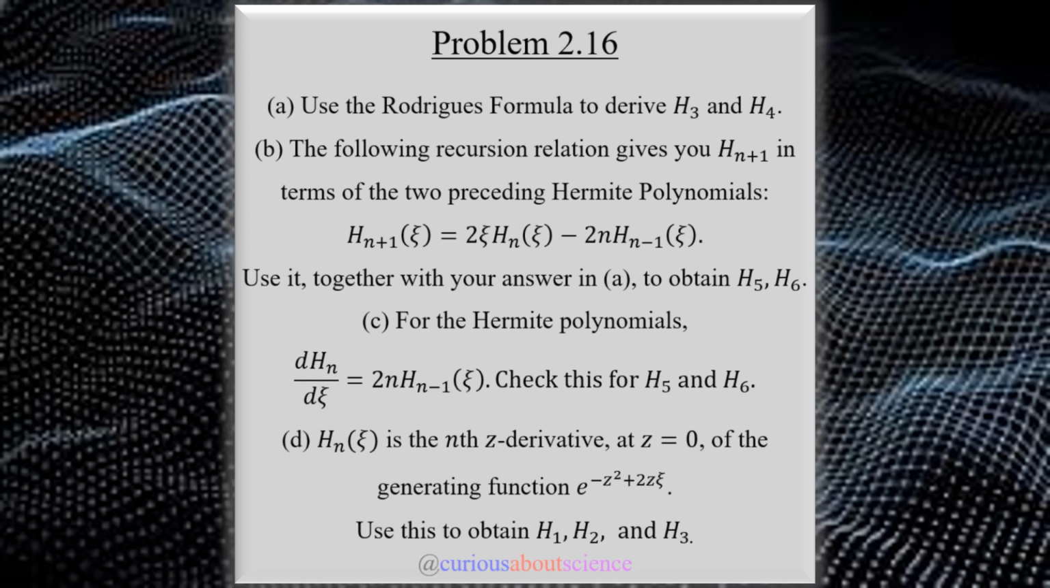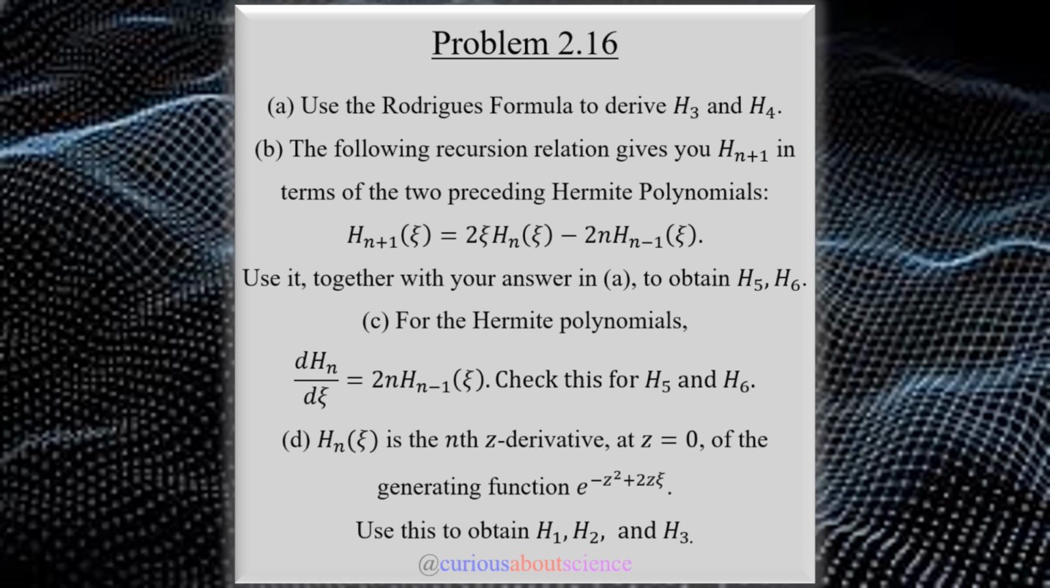Part C, if you differentiate an nth order polynomial, you get a polynomial of the order n minus 1. For Hermite polynomials, in fact, the derivative with respect to ξ of H_n is equal to 2n times H_(n-1) of ξ. Check this by differentiating H_5 and H_6.